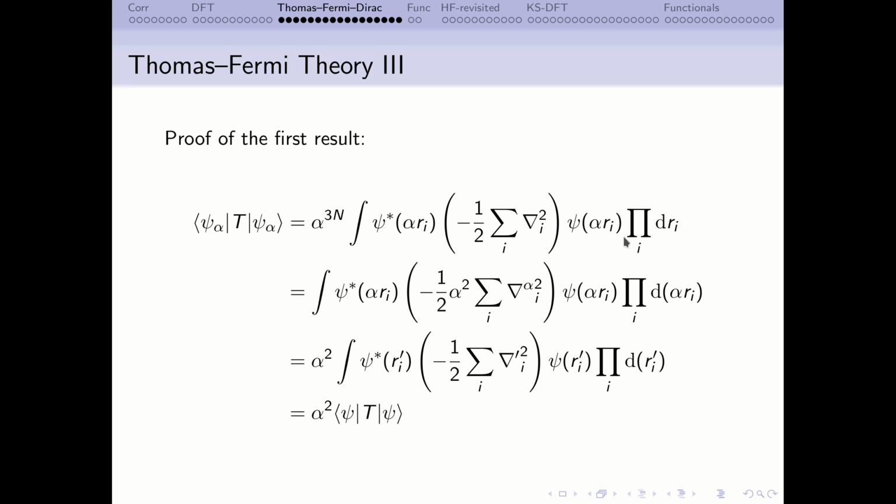Now once again, I should have a spin integral in here. I don't have it because we are assuming that we can perform the spin integrals, and it just avoids some mess on these slides.